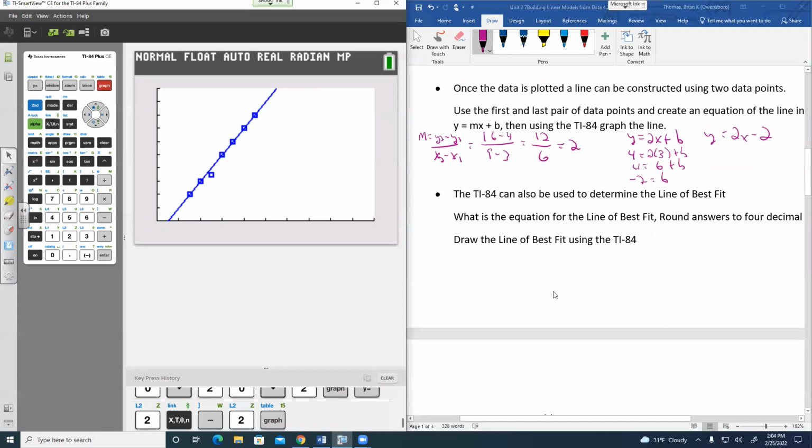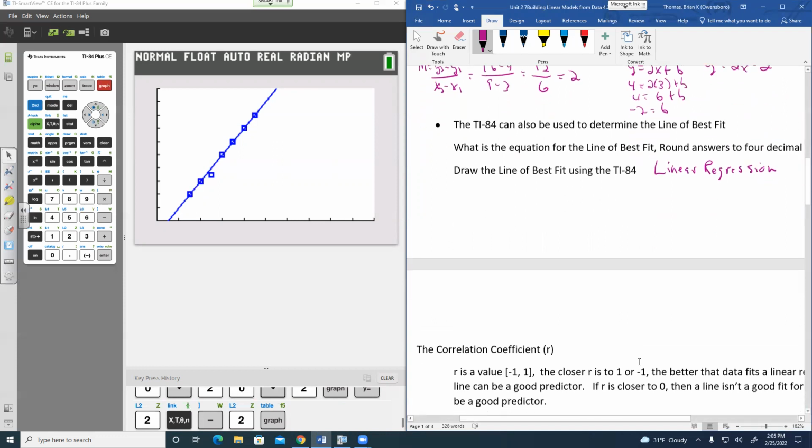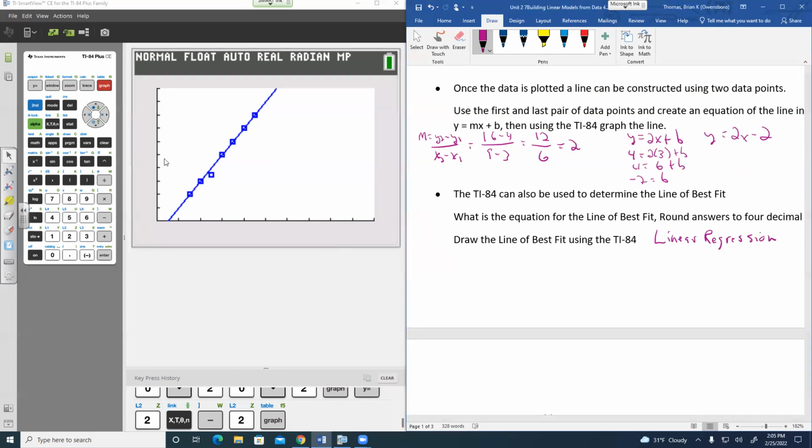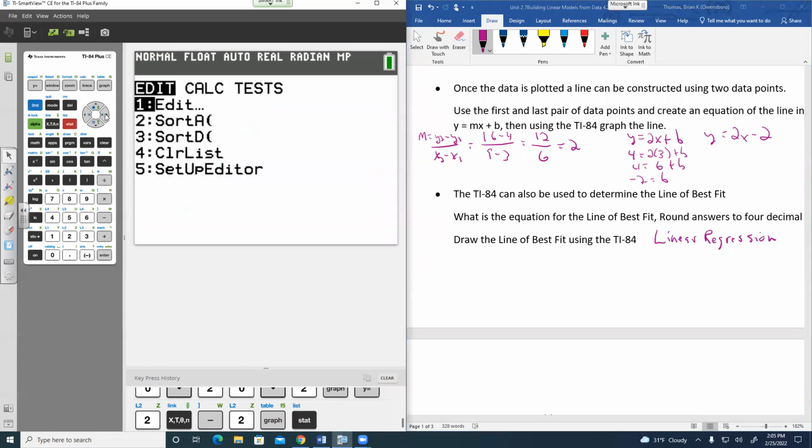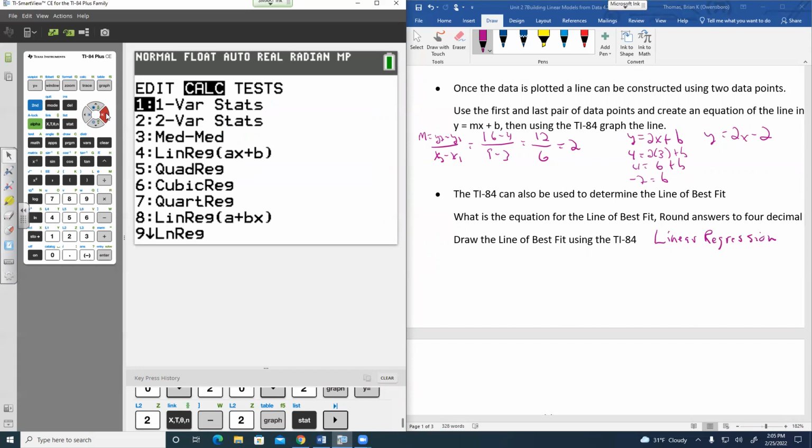The TI-84 can also be used to determine what's called the line of best fit. The equation of the line of best fit can be rounded to 4 decimal places. To find the line of best fit, we use what's called the linear regression line. So the linear regression is what we're looking for. Under stat, if we go over to calculate, number 4 has LinReg. Notice that stands for linear regression, which is the line of best fit.